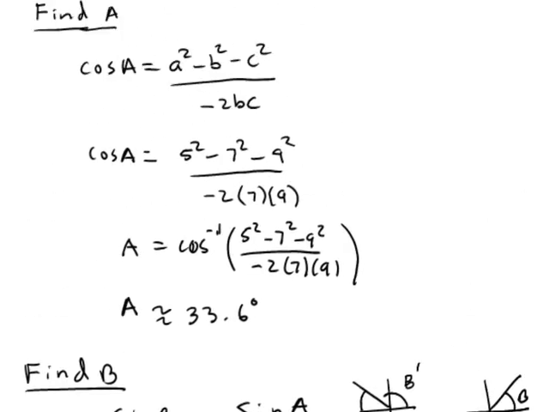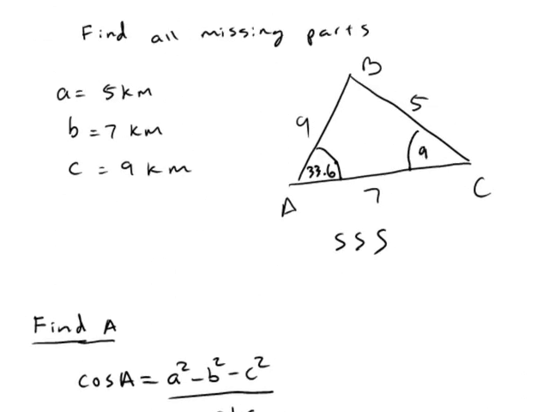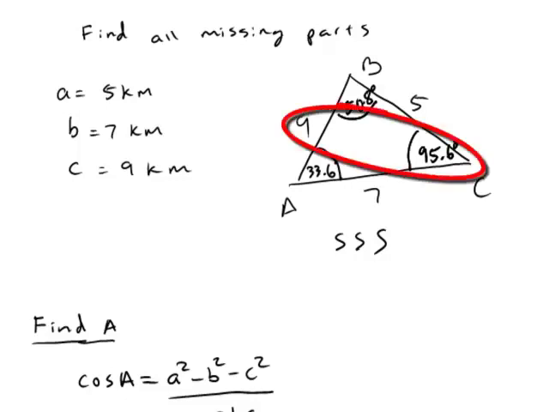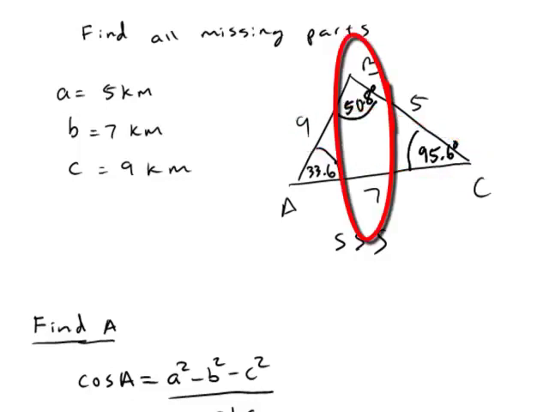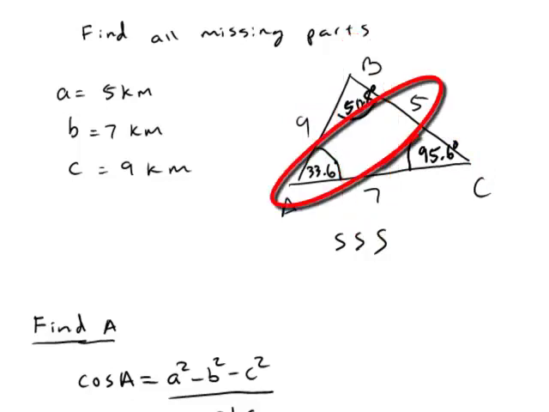Okay, and that's how we can find the missing parts. And let's just go back up to our original and fill in. So we said this was 95.6. This was 50.8. Okay, and just checking our information. We have that the largest side is 9, and that corresponds to the largest angle. The middle side, which was 7, corresponds to the middle angle, and the smallest side, 5, corresponds to the smallest angle, A. All right, and that is how we find the missing parts for a side-side-side triangle.